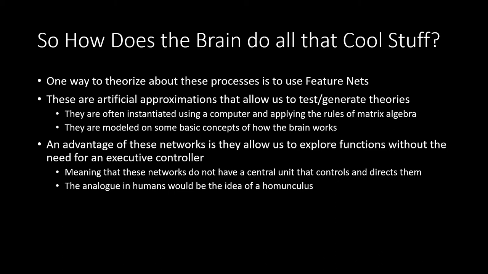Now, an advantage of these networks is that they allow us to explore functions without the need for an executive controller. This is probably one of the main reasons we use this, and let's just talk a minute about what this is. So, an executive controller is some process, let's say, that directs all other processes. The executive controller is like the boss that's aware of all the goings on in the current system, and can direct the system based on either inconsistencies or errors, or even just doling out good jobs and gold stars. But at the end of the day, the executive controller is the core hub that knows and directs the rest of the system.